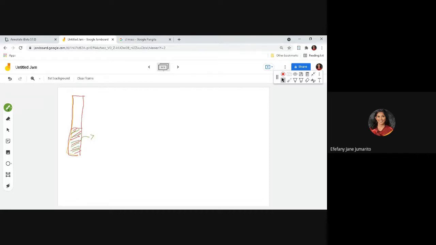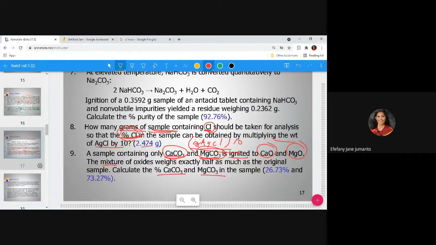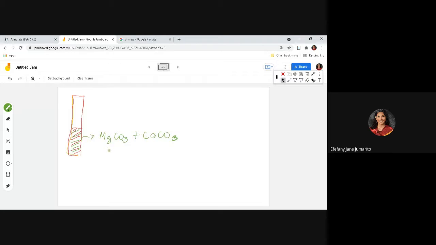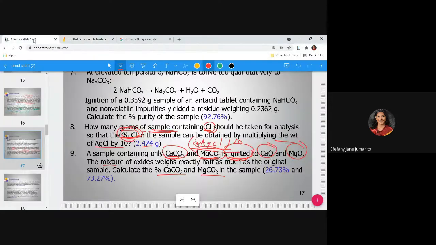Now, in your aqueous solution, you have two, class. You have MgCO3 plus calcium carbonate. Okay, you have two in your sample. Now, after that one, it is ignited. Again, you ignite. Now, after ignition, what has been formed? Nabulag, ma'am. Naikuha siya, calcium oxide or magnesium oxide.